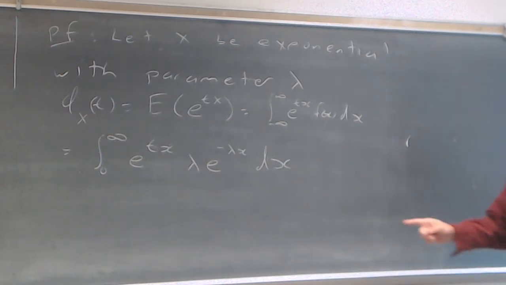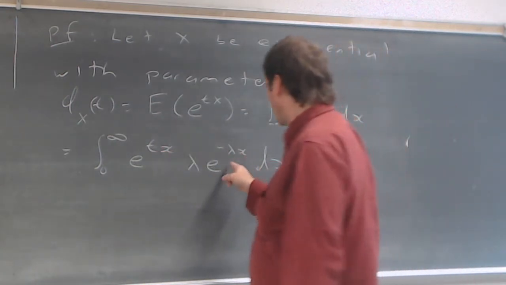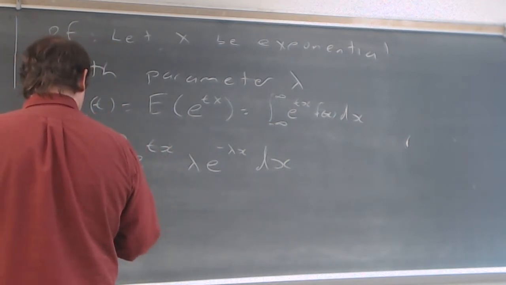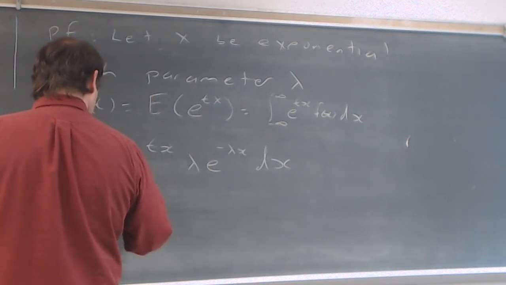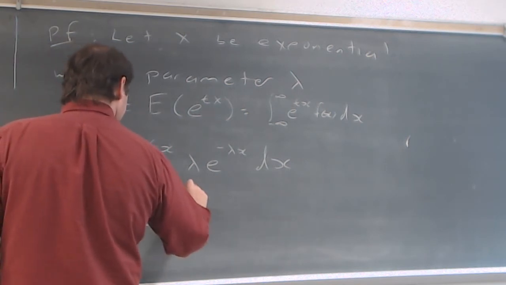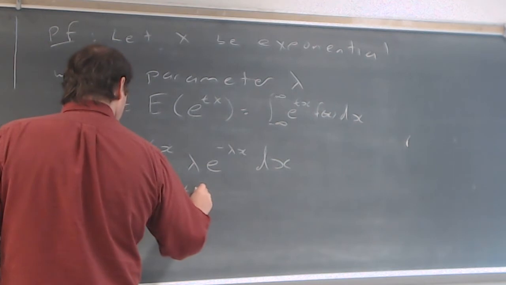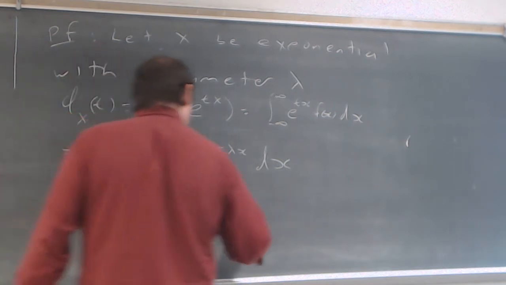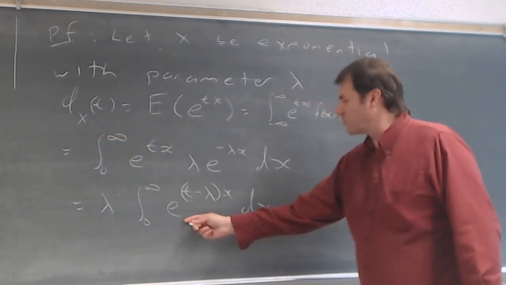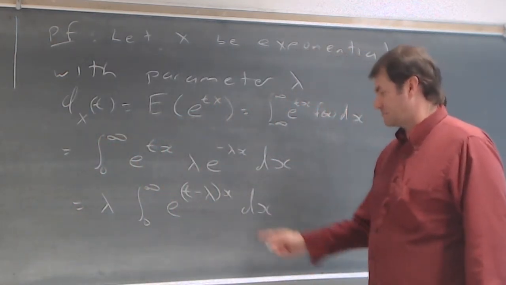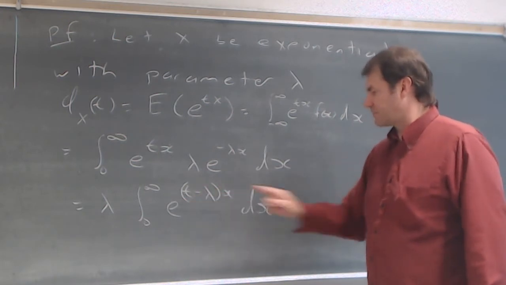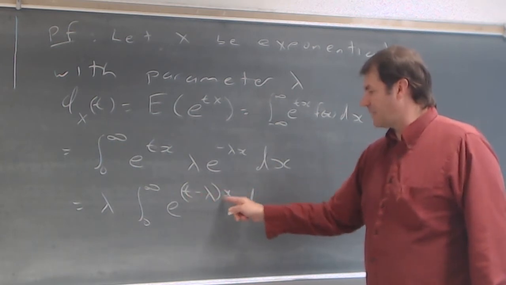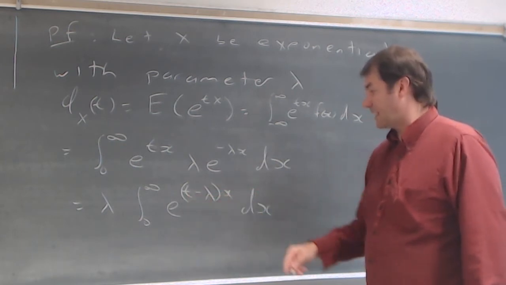Okay. Then here we can combine the e terms to get, and I'll pull out a lambda, an integral from 0 to infinity of e to the (t minus lambda) times x dx. And this is an integral of e to the something. We can integrate e to the something as long as we have the derivative of the something listed in the integral. And the derivative of (t minus lambda) times x with respect to x is t minus lambda.